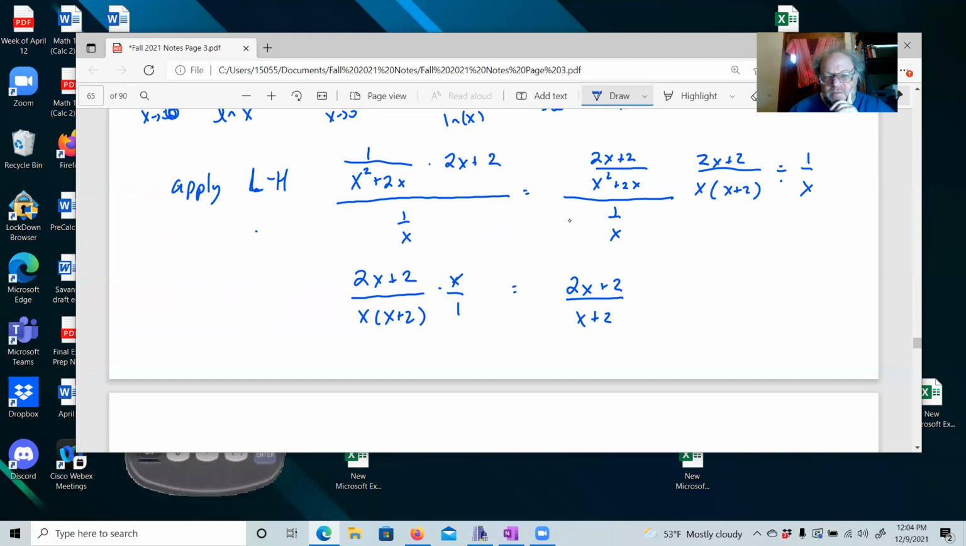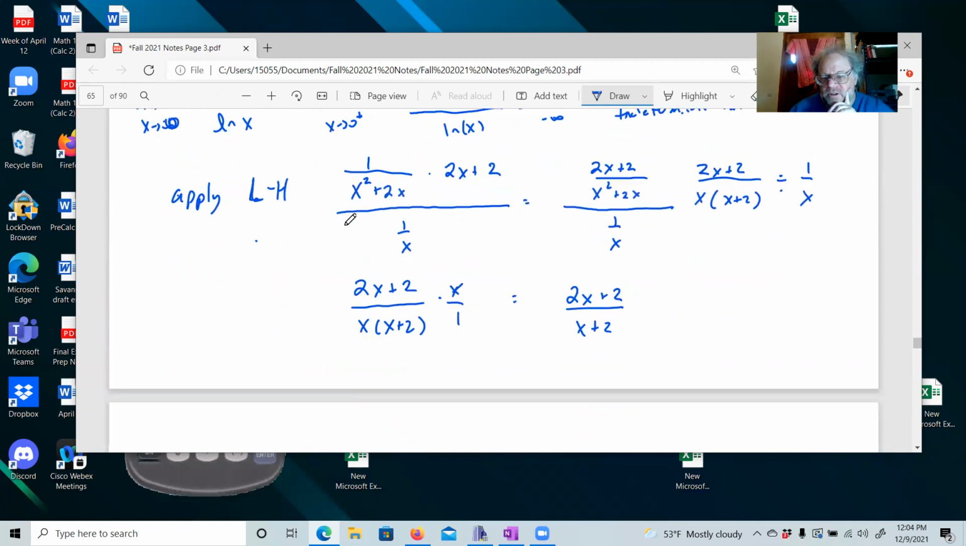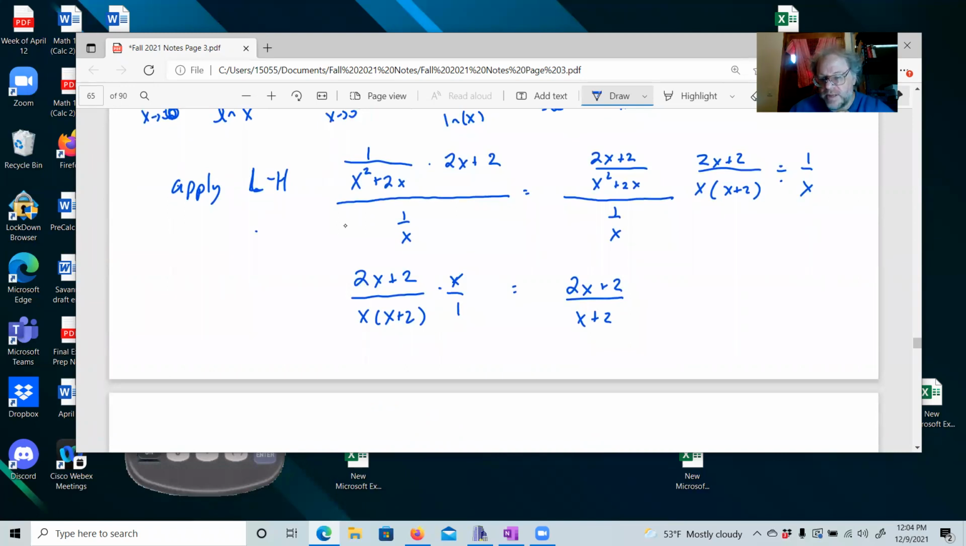And if I plug in 0, do we get a value? Well, we get 2 times 0 plus 2 over 0 plus 2. So in this case, it is 2 over 2, which is 1. So in this case, it did work out. But you have to go through and do this. If you just tell me the answer is 1 from the start, it's not quite right.